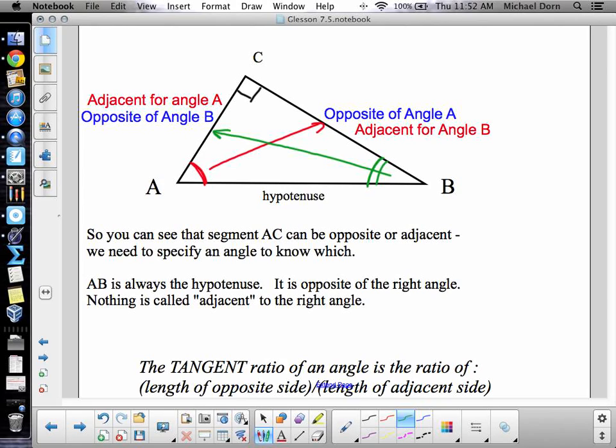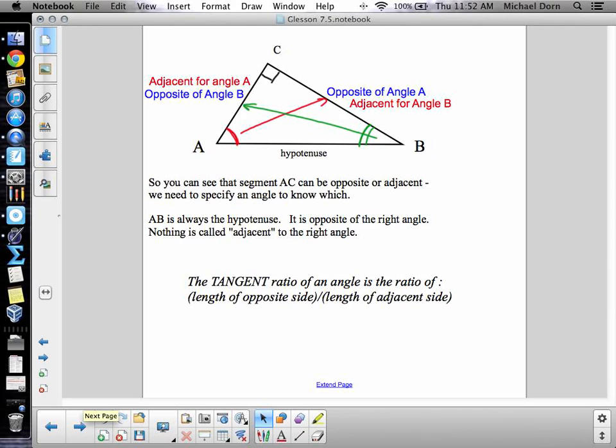The tangent is simply a ratio, defined as: the tangent of an angle is always the ratio of the length of the opposite over the length of the adjacent. And we'll only take the tangent of one of the acute angles. So a triangle itself doesn't have a tangent. Each acute angle in the triangle has a tangent ratio associated with it.